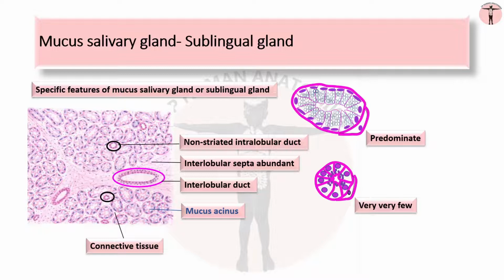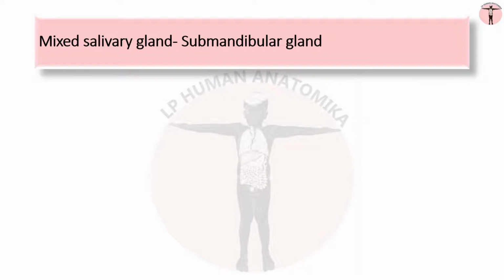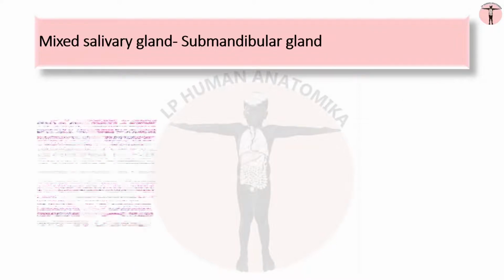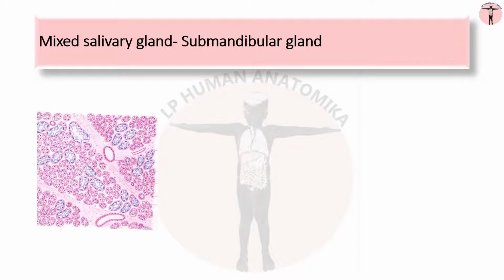The few serous cells present in demilunes add amylase and lysozyme to the secretion. The mucous cells secrete the viscous mucus which helps in lubrication. Now coming to the third type of salivary gland, that is the mixed salivary gland. The example is the submandibular gland, which is present deep to the body of the mandible.